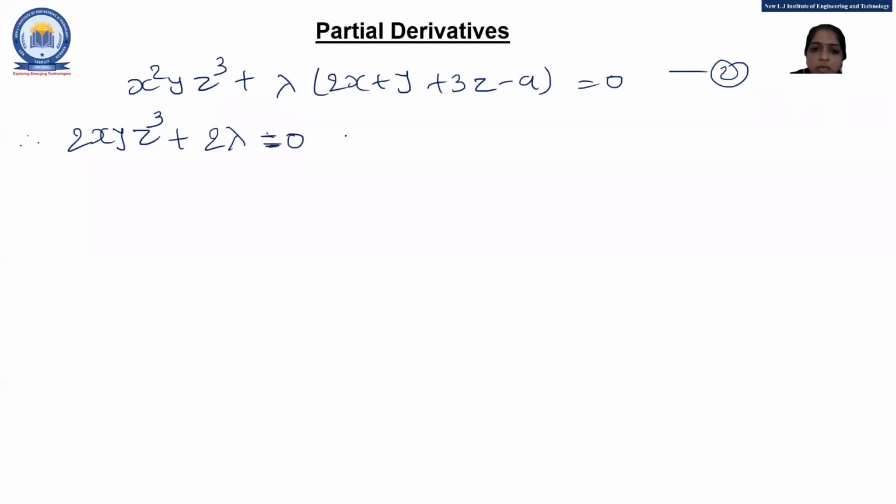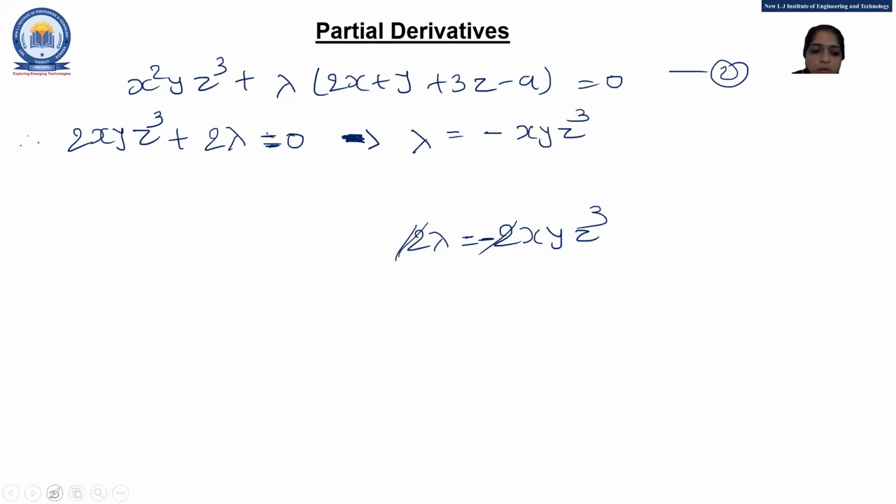Now, if I keep lambda as the subject, then 2 lambda is equal to minus 2x y z cube. Both 2s will be cancelled out, and the value of lambda is minus x y z cube.